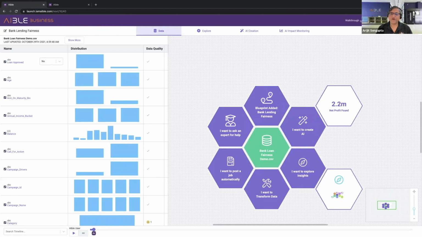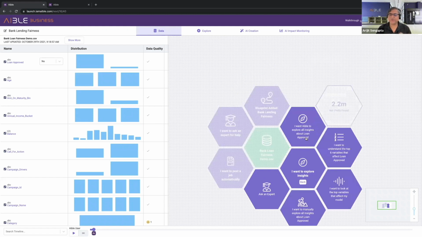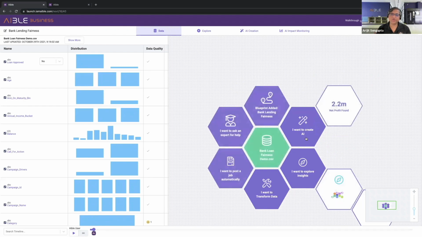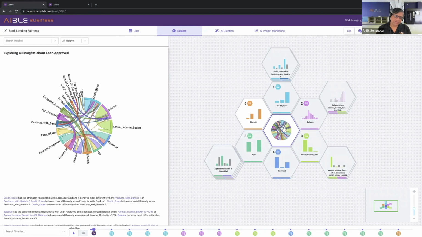So right now we are in Aible looking at a data set. This is a bank lending data set where we are trying to look at whether or not the bank approved a loan and create an AI which will help them understand how to approve loans better. So I just want Aible to explore all insights about loan approval. On the left-hand side, you can see what are the most important variables in this data set.